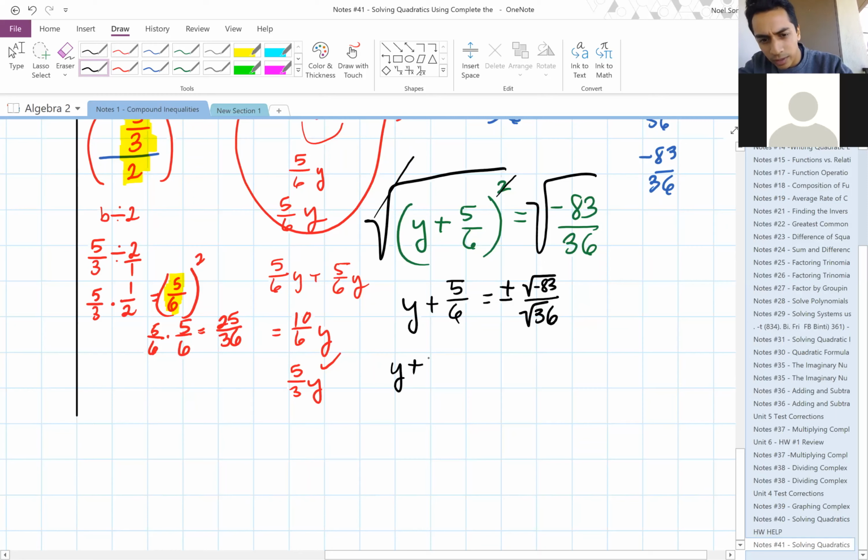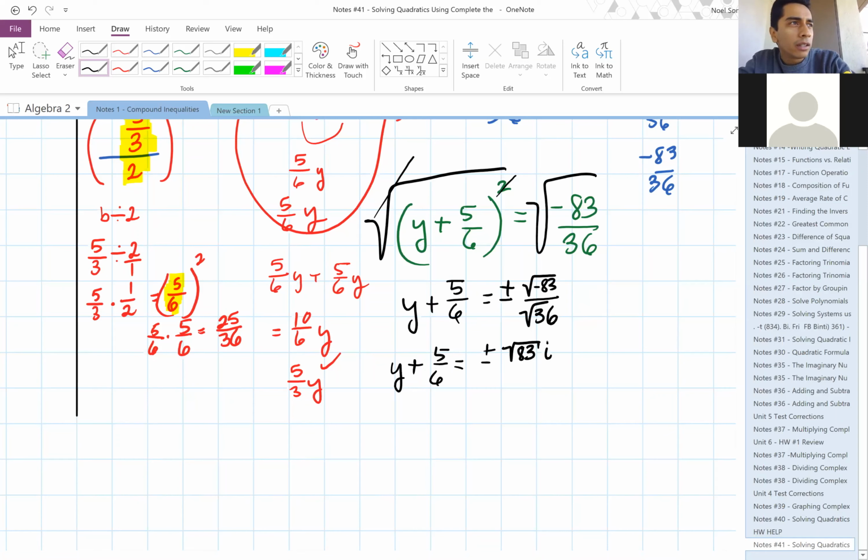So I wanted to try to simplify it as much as possible. So here, y plus 5 over 6 will equal plus or minus. Well, the square root of negative 83, we're going to turn that into the square root of 83i, right? Because that's an imaginary value. 83 does not have any factors that I'm aware of. You can't divide by 2, can't divide by 4. Can't divide by 3 either. Okay, so 83 is a prime number. So we're going to leave it as the square root of 83. There's no factor tree you can make out of it. But the square root of 36 is 6. Okay, so we have a simplified version of that at least.